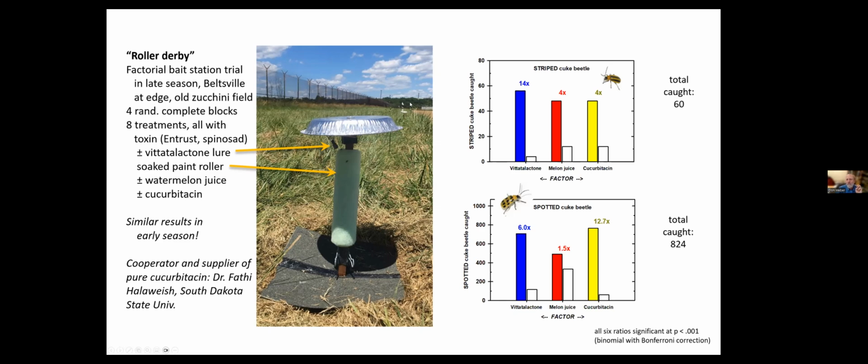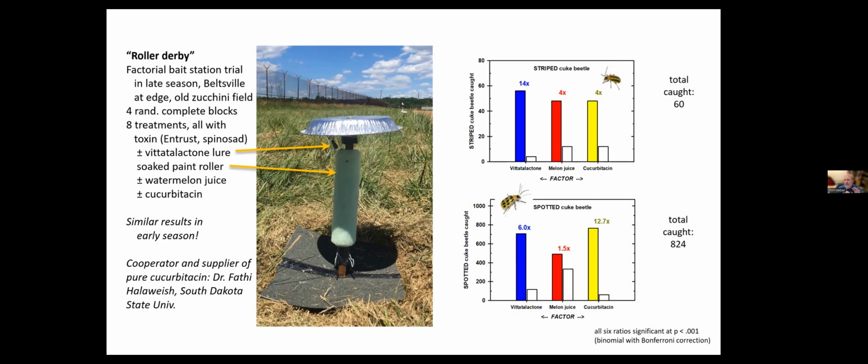We wanted to see what's the importance to these 2 cucumber beetle species of V-titolactone, just a plain melon juice, and this is watermelon juice, sweet watermelon juice. And then we have a special bitter watermelon juice that contains this cucurbitacin. But our colleagues out in South Dakota made it pure for us so we can test each one independently. And this is a three-way factorial experiment. So there's rollers with nothing, there's rollers with plus or minus beta-lactone, plus or minus melon juice, or plus or minus cucurbitacin. So each factor is tested.